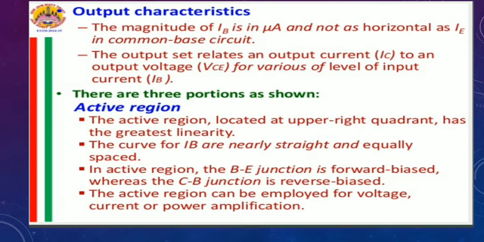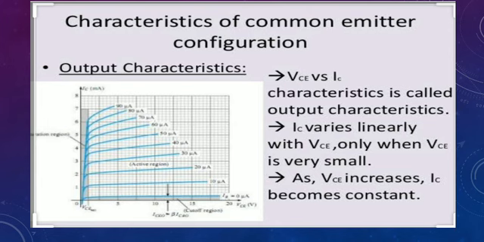Now in the active region, the base emitter junction is a forward biased junction, whereas the collector base junction is a reverse biased junction. In the active region, the region can be employed for voltage, current or power amplification. For this region we can use the amplification process. Okay, now see the graph, then you'll understand.